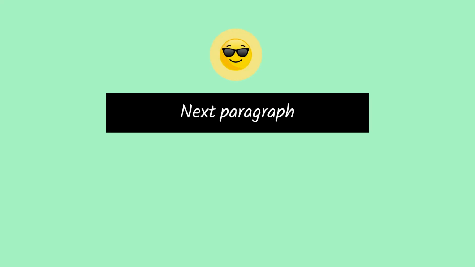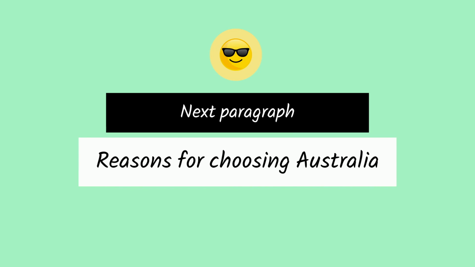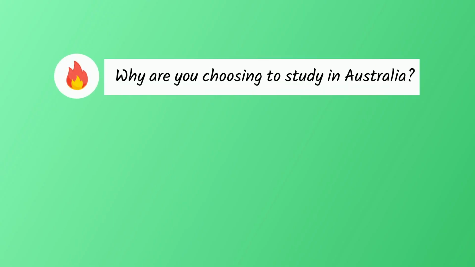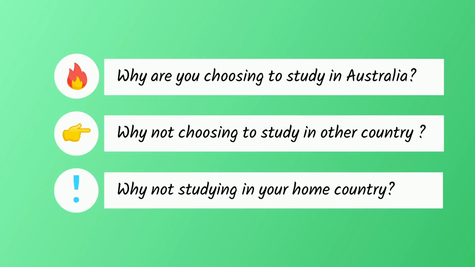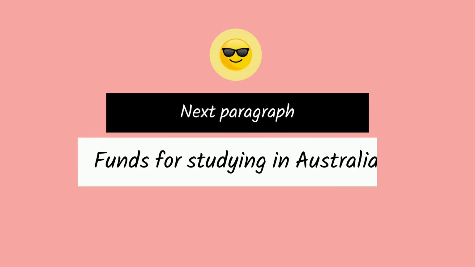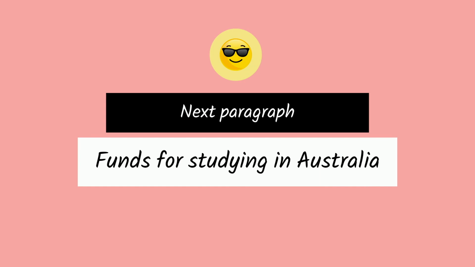In the next paragraph, I will talk about why I am choosing to study in Australia and not in any other country. So I will give specific examples of the lifestyle in Australia that I like, or what I would like to experience when I'm planning to live in Australia for my studies. And if the same course is available in my home country, I will also give a reason why I'm not doing this course in my home country and why I am doing it in Australia instead. In the next paragraph, I will explain how I'm going to fund my studies in Australia.